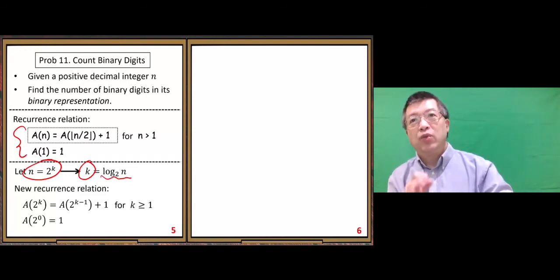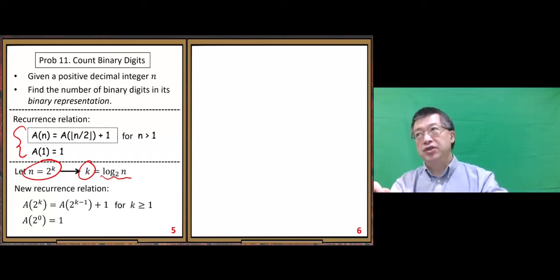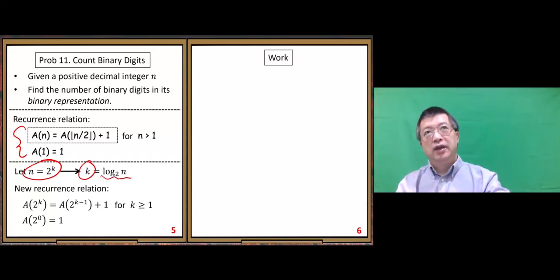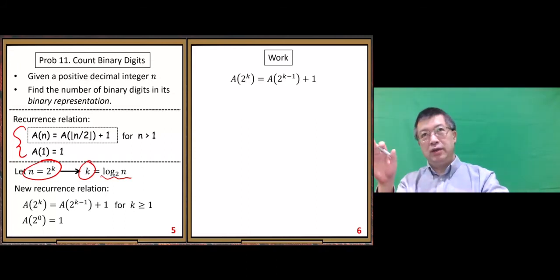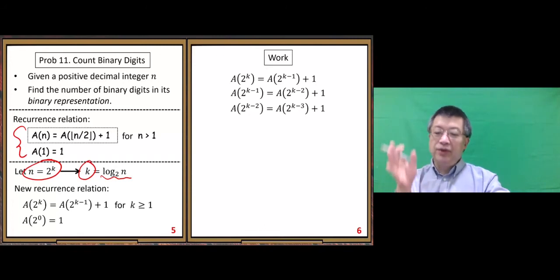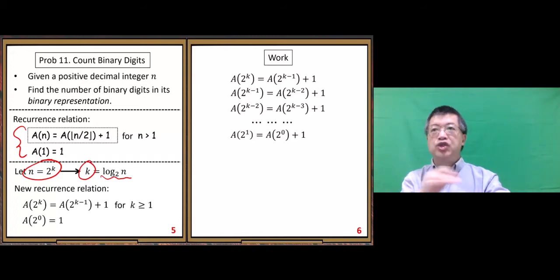With this new recurrence relation, now I think we have the confidence to solve it. So let's do the work. First equation we list there. Second equation, the problem size is reduced by half on each side. And so on, we keep doing it. Every time we reduce the problem size by half, on both the left and the right sides, and keep going until we reach the bottom.